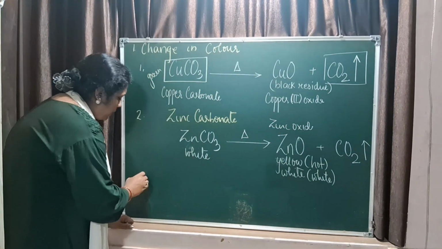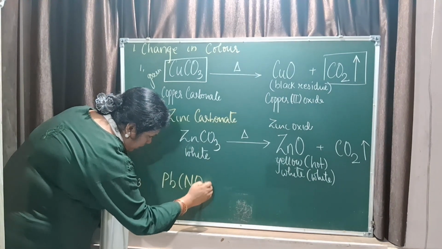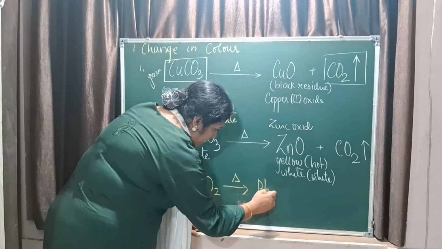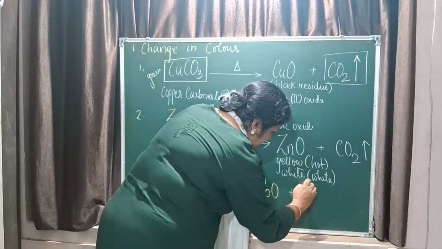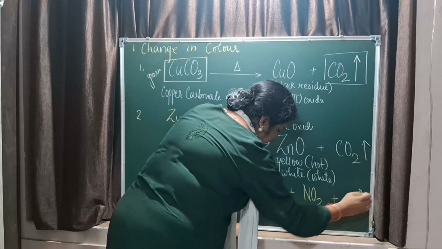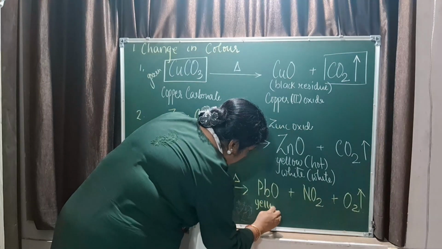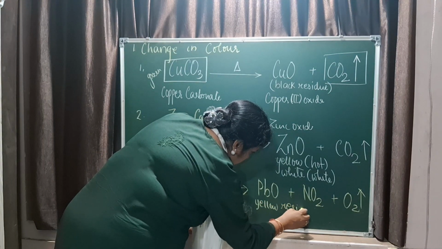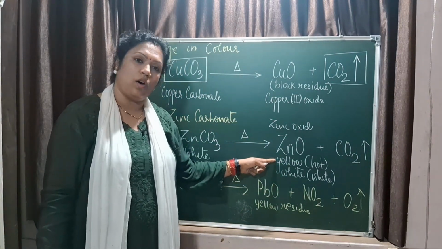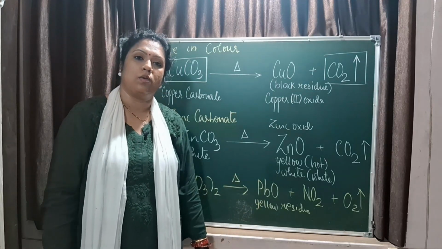Similarly, you have lead nitrate. I am not writing the name, children, you can make a note of it. Lead nitrate, when it is heated strongly, you have the formation of lead oxide plus nitrogen oxide plus oxygen gas. This is the reaction. This one is also a yellow residue, but what is the difference between a lead residue and a zinc residue? Zinc oxide is yellow when hot and when it cools down, it becomes white, but lead oxide remains yellow, it does not change.